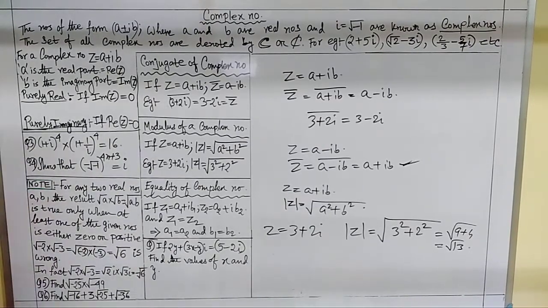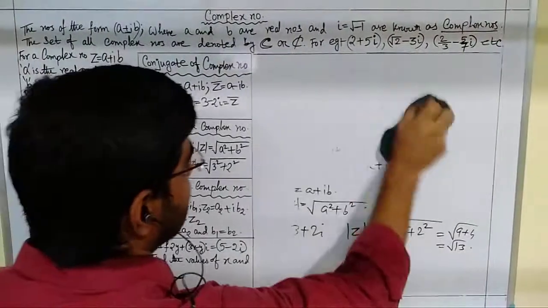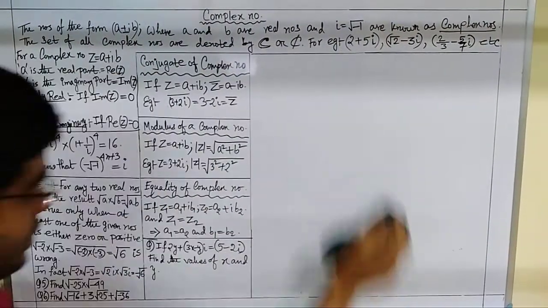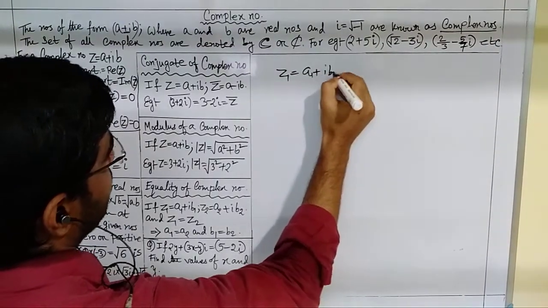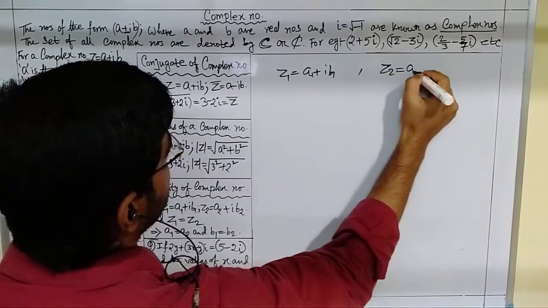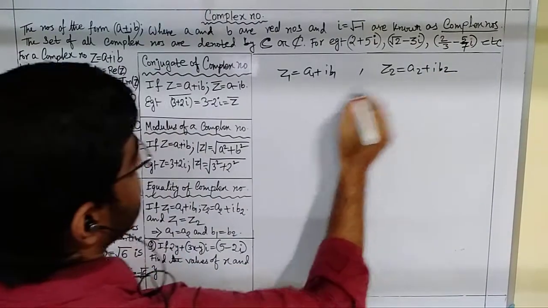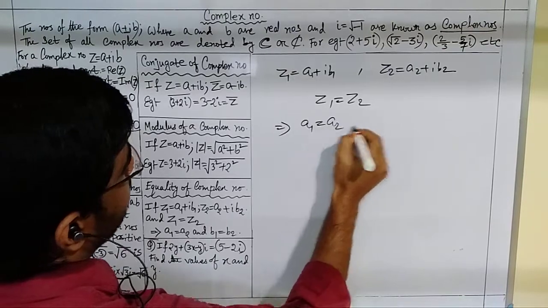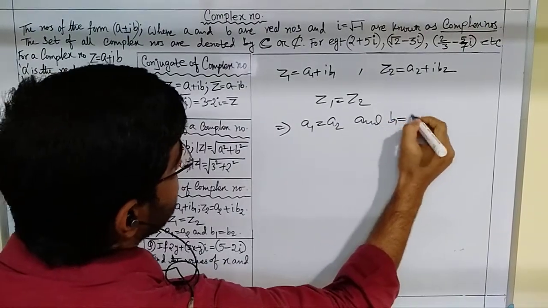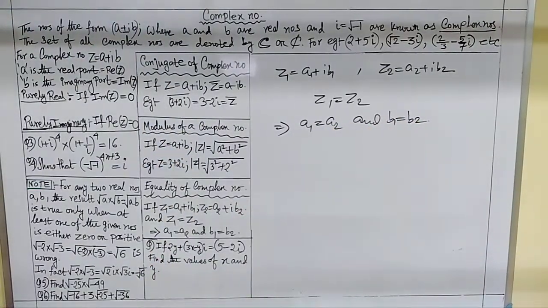After this, we will be studying the equality of two complex numbers. Two complex numbers, z1 equals a1 plus i b1 and z2 equals a2 plus i b2. These two are said to be equal if a1 is equal to a2 and b1 is equal to b2. That means two complex numbers are said to be equal if the real part is the same and the imaginary part is the same.